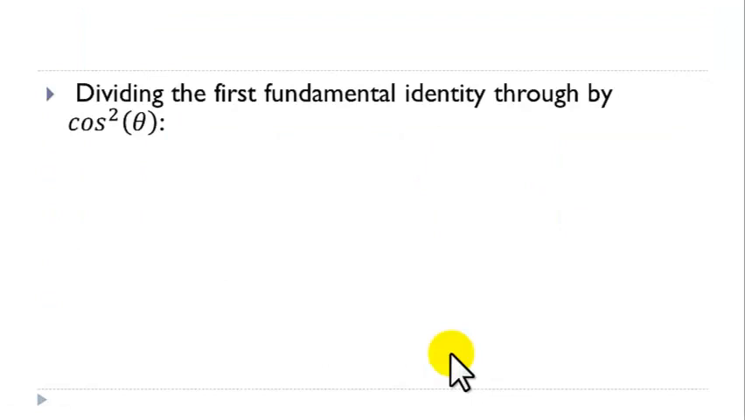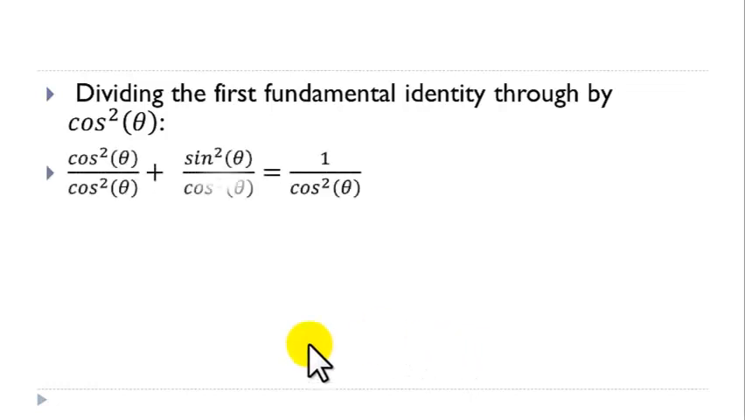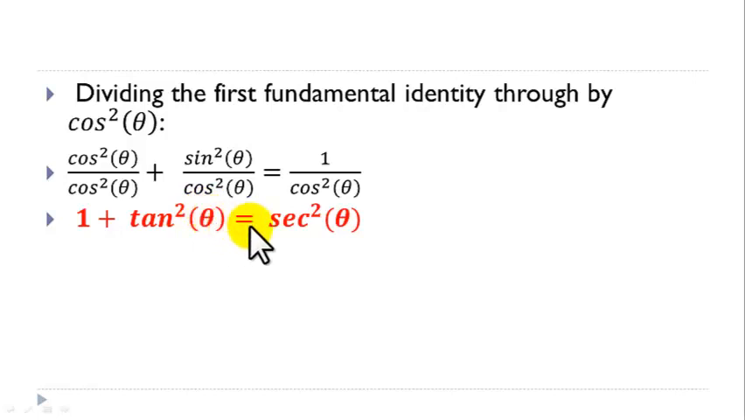Dividing the first fundamental identity through by cos squared theta, we have cos squared theta over cos squared theta plus sin squared theta over cos squared theta is equal to 1 over cos squared theta. Cos squared theta will cancel out to give 1. Sin squared theta over cos squared theta is tan squared theta, and 1 over cos squared theta is sec squared theta. So this will give us 1 plus tan squared theta equal to sec squared theta. This is the second fundamental trig identity.